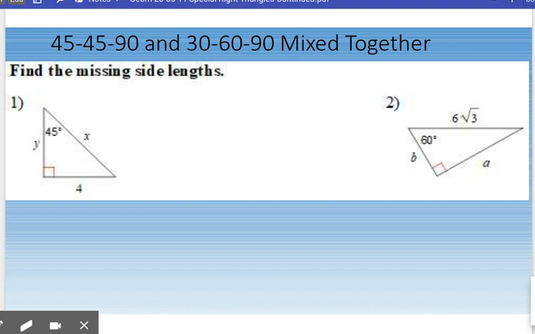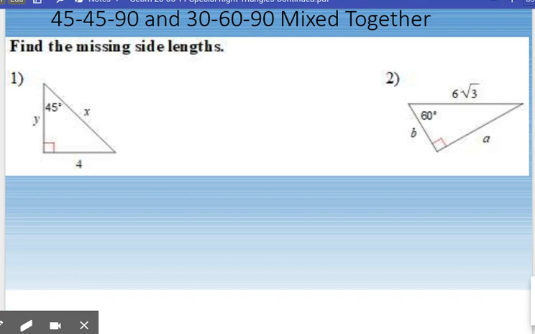All right, so this first one's a 45, 45. So we label it differently. We have the legs and the hypotenuse. Okay. And obviously, if my leg is 4, that means the other leg is 4 in a 45, 45, 90. So I know y is 4. So that part's done because those are equal.